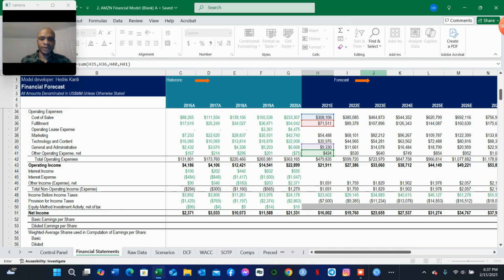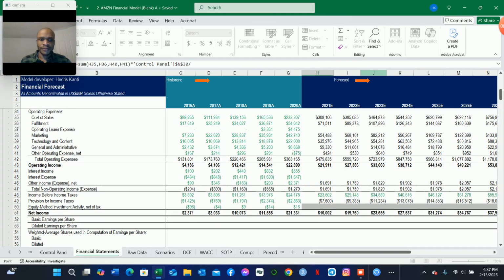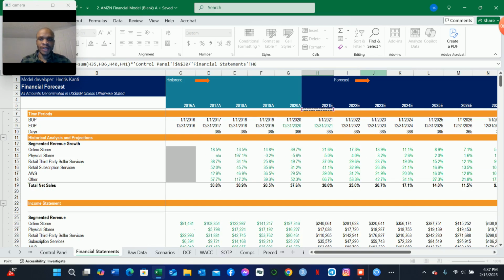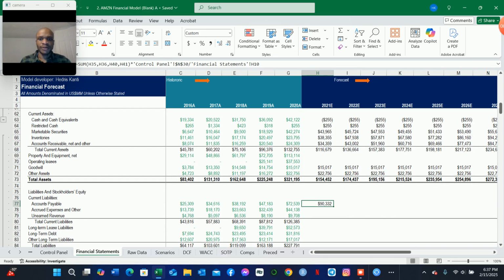So we include all of those, and then we can multiply that by, in the control panel, the days outstanding for accounts payables, 85 days. Reference the cell with F4, we divide that by the days in the period, 365 days here. So we have that in place.